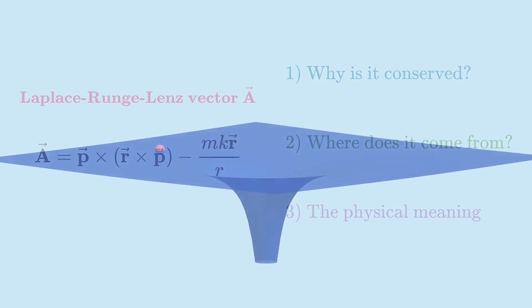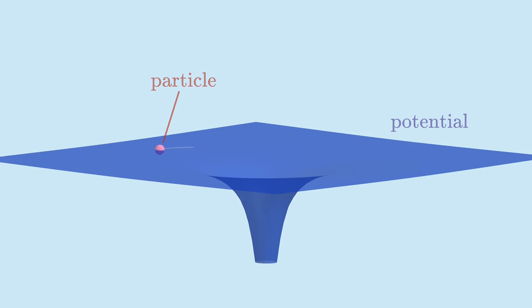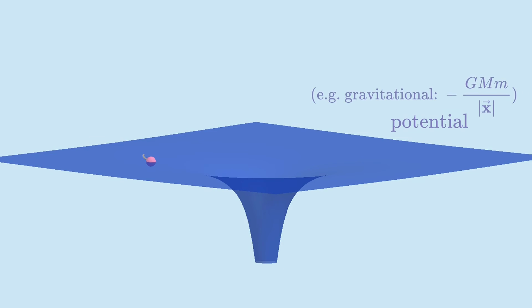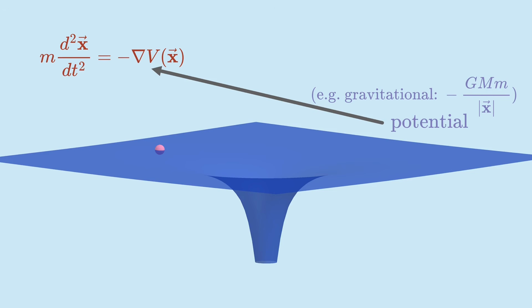It starts with a more general setup. A particle is moving in some potential. In the case of gravity, it is negative GMm over the distance from the origin. The equation of motion has the basic form of F equals ma, where the force is given by the negative gradient of the potential V.